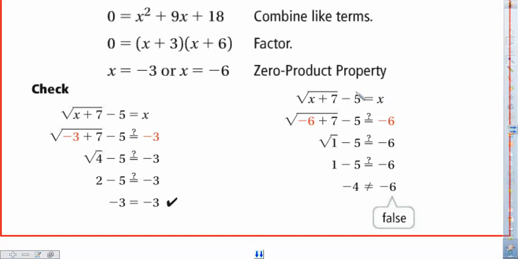Notice we aren't putting a negative 3 in here this time with this guy. Now we need to put in a negative 6. Right? So if we put a negative 6 in there, negative 6 plus 7 would be 1. Square root of 1 would be 1. 1 minus 5 gives us negative 4. Wait, negative 4 is not equal to negative 6. So what you would do in these problems, and what I expect you to do on these problems, is to eliminate this, because that is an extraneous solution. So the only answer that we actually have here that actually works is negative 3. That's it. Negative 3 is the only answer that works.